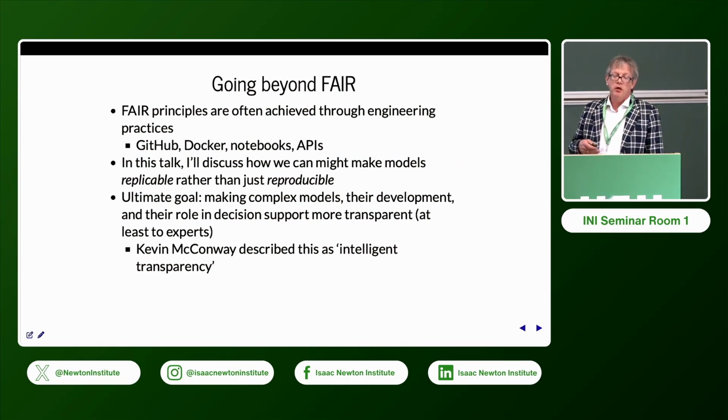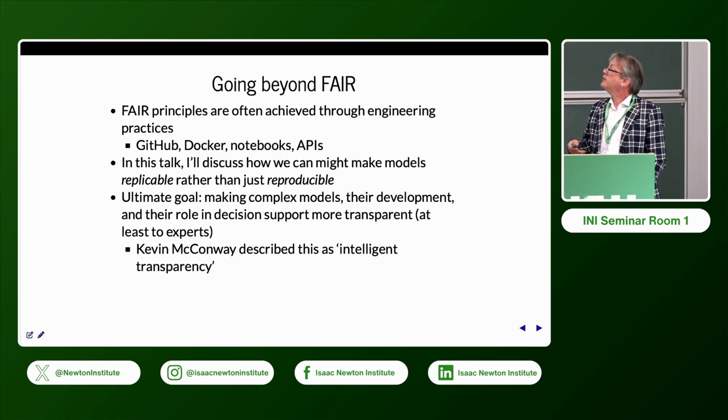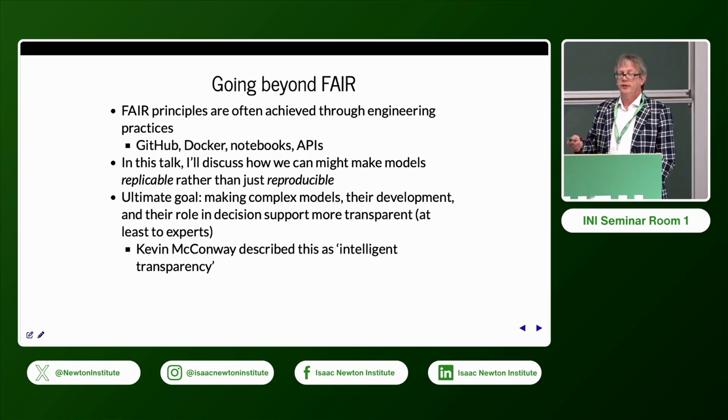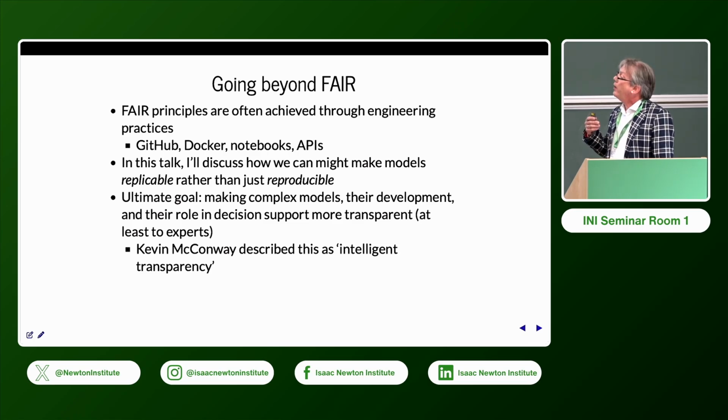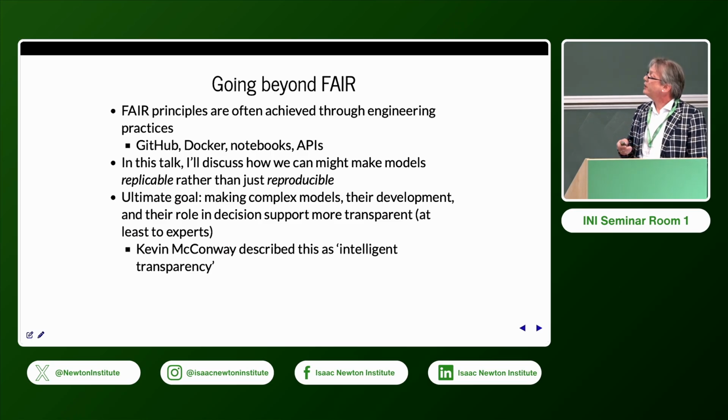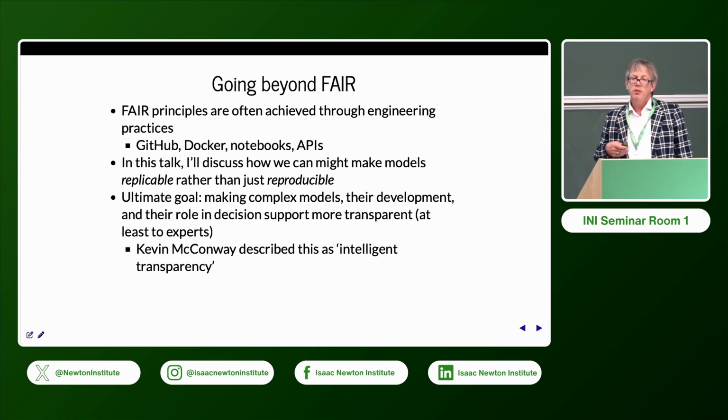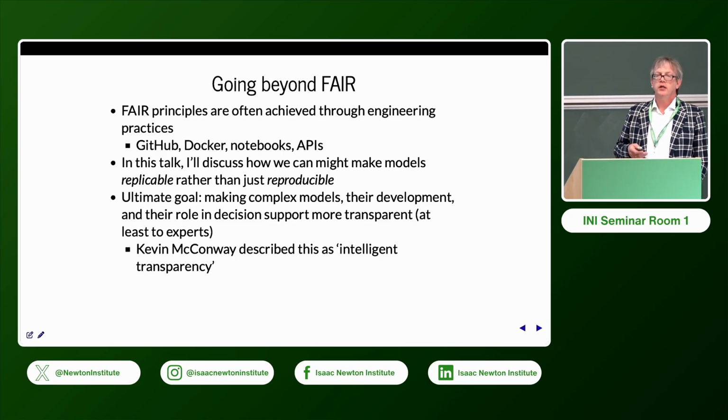But today I'm going to talk about going beyond fair. I've given many talks on fair principles, and in many cases, those principles can be addressed through software engineering practices, like using GitHub, Docker containers, that sort of thing. But today I'm going to dig a little deeper and talk more on the mathematical side of things and how we can make models replicable, how we can recreate them from scratch more easily rather than just reproducible. With the idea that making complex models, their development and their role in guiding decisions should be more transparent.